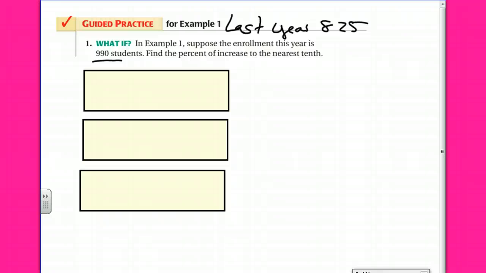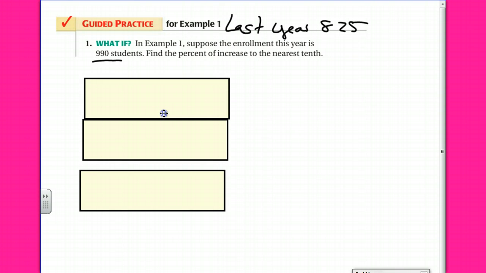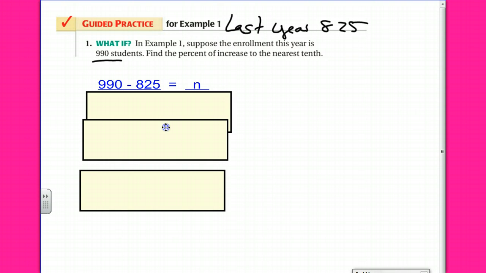990. Okay, good. Minus 825. Good job. 825. And over the original 825 on the bottom. Excellent. There you go. So the numerator, 990 minus 825, is showing us the amount of change, right? And what is that change? 990 minus 825. Is it? You have it? Colin, do you have it? 165. Who agrees? 165? Good.